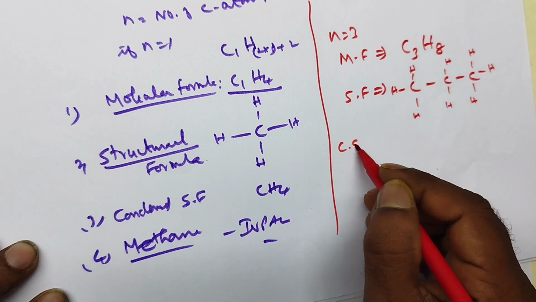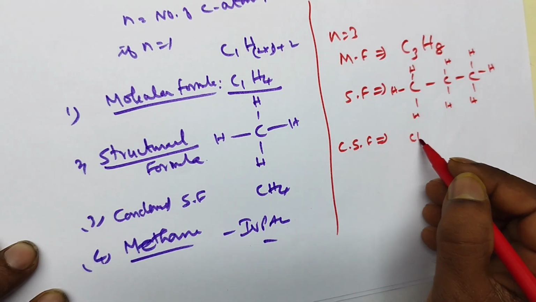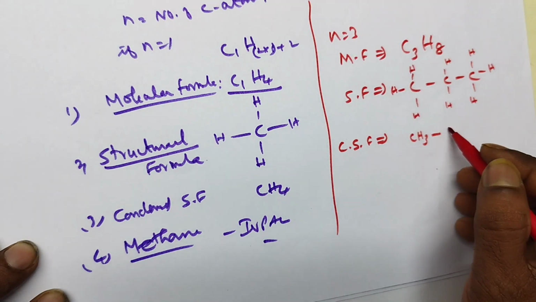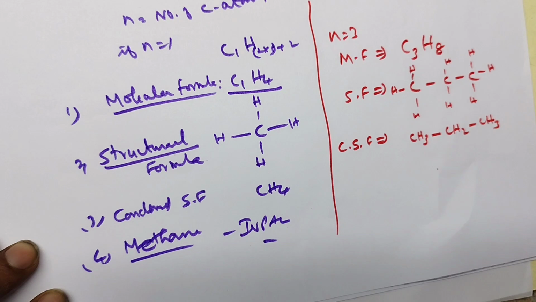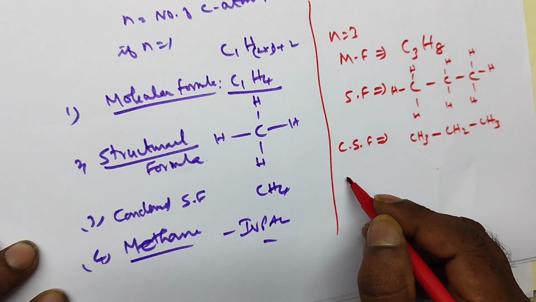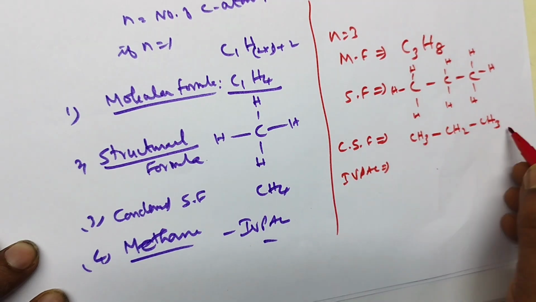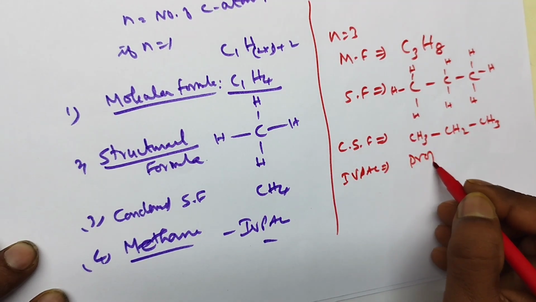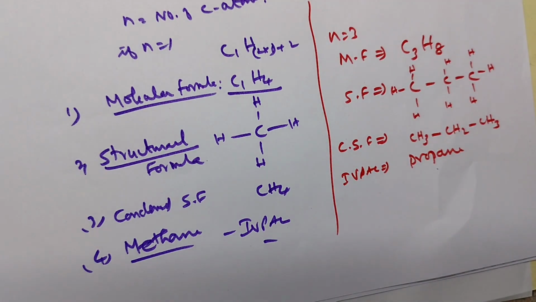Then you write the condensed structural formula. How can you write it? C surrounded by 3 hydrogen atoms: CH3 bond CH2 bond CH3. This is called the condensed structural formula. Then, what is the IUPAC name for this compound? 3 carbon atoms, so it's prop, and it is an alkane, so the suffix is ane: propane.